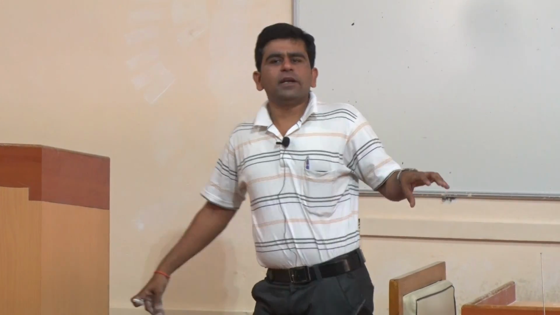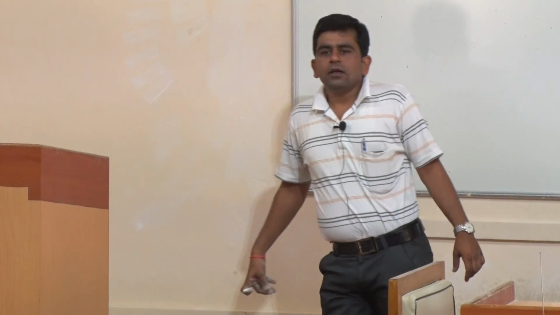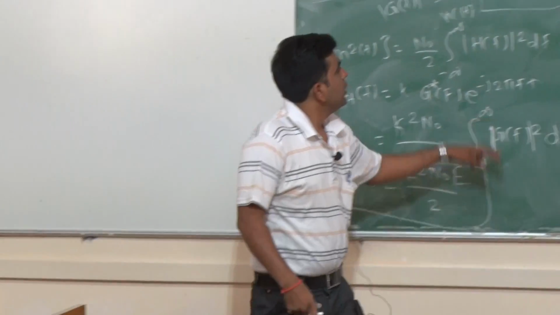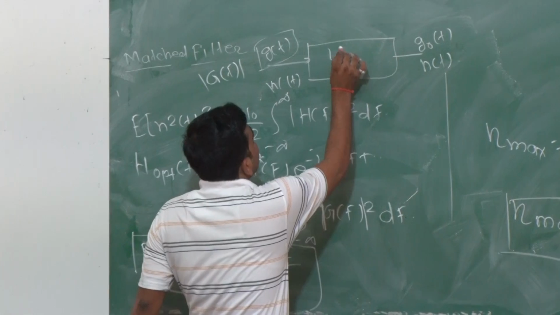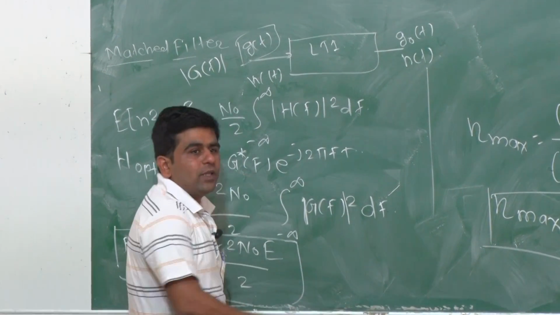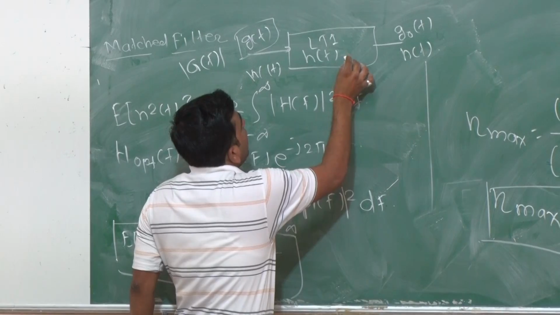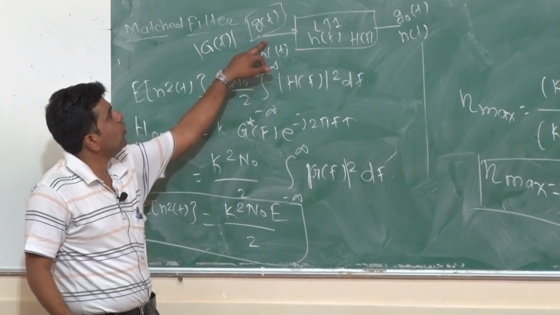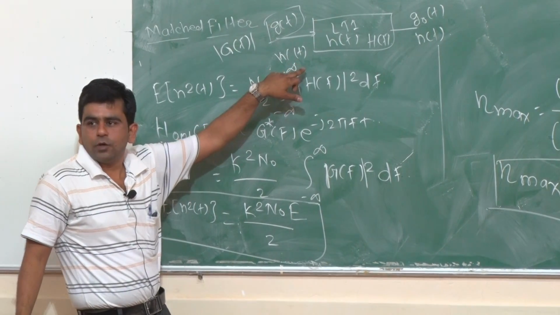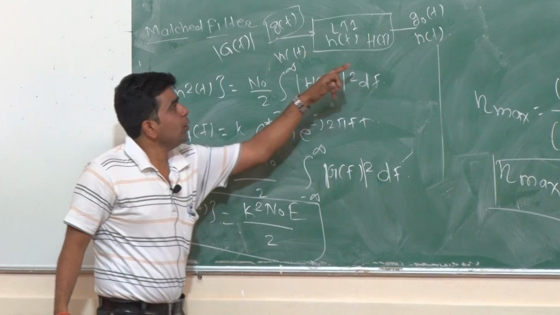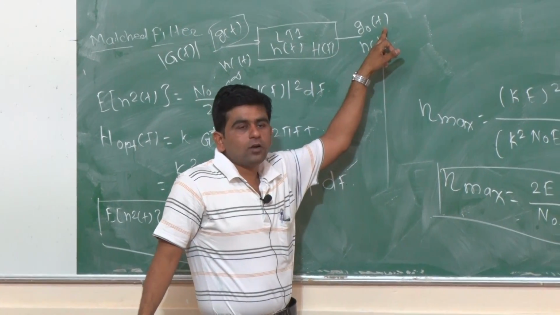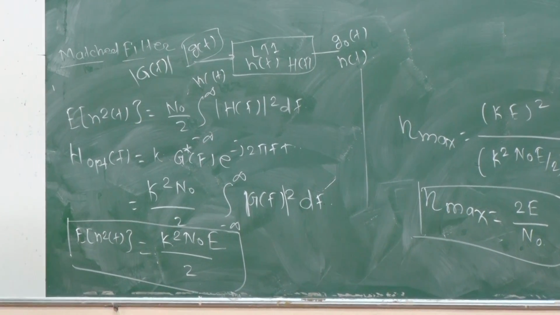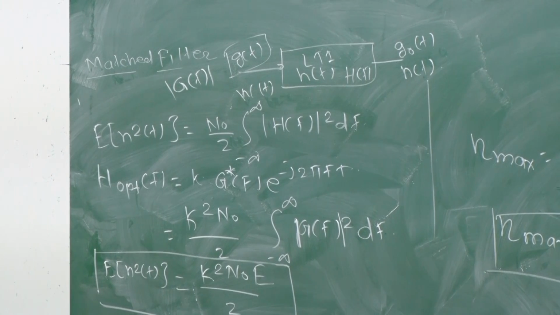Here we are using such a filter, the matched filter, in such a way that it will give the maximum output signal to noise ratio. Input to this filter, which is an LTI filter with impulse response h(t) and frequency response H(f), is g(t) with white noise w(t). At output we will get g_0(t). We have to design such a filter which will give the maximum output signal to noise ratio.